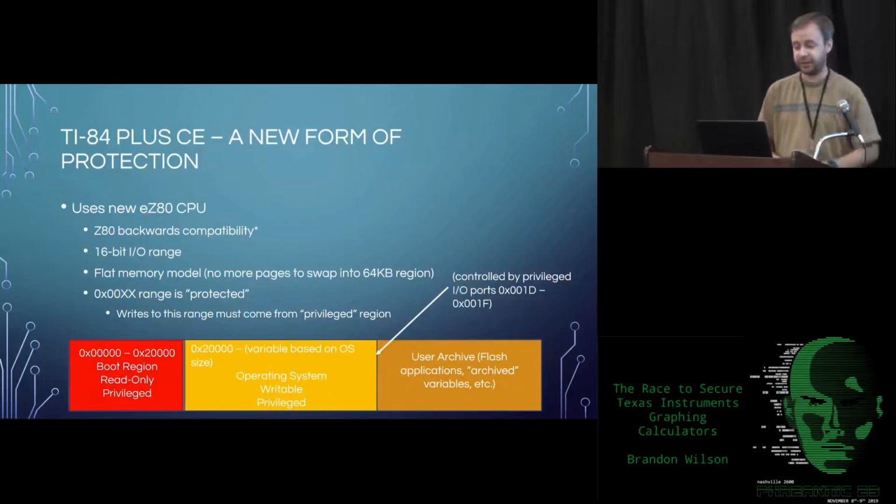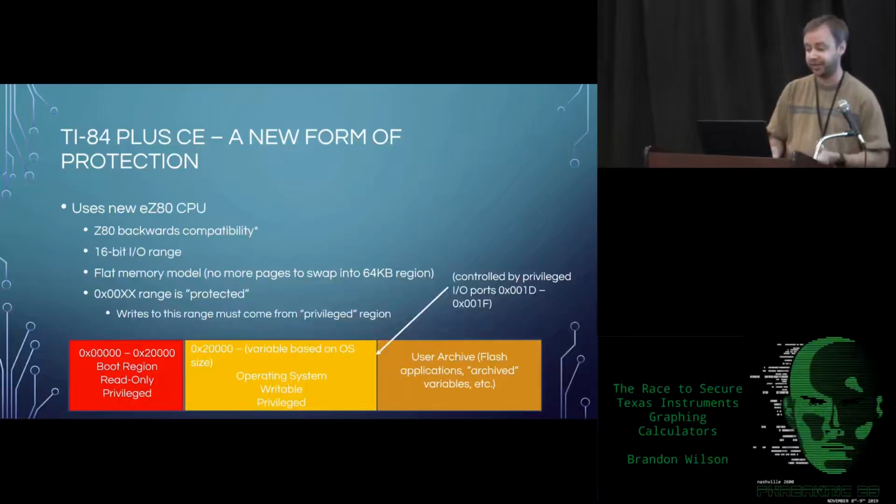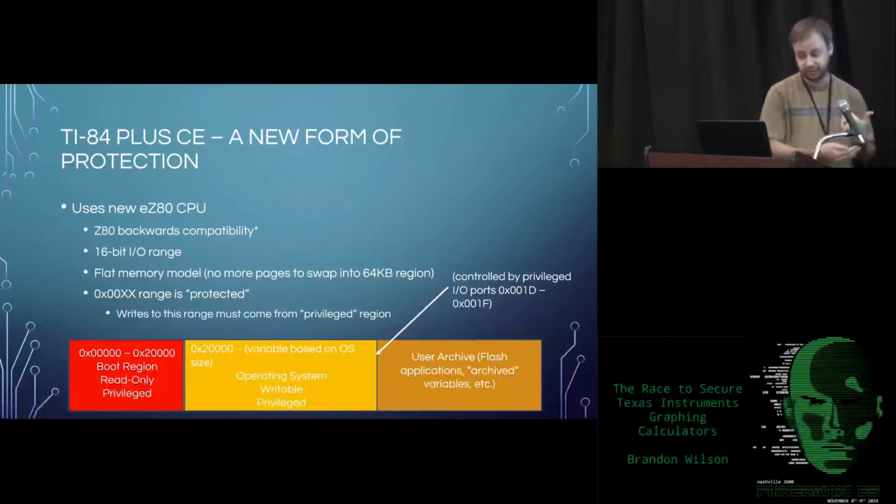The boot region is at the start of the flash chip instead of the end. It's read-only in hardware, locked in hardware, and always privileged. Then the variable-sized OS follows it, and the rest of that is the user archive. Since the size of the OS can vary from version to version, the ASIC has to be configured somehow so that it knows which parts of the flash chip to consider privileged.